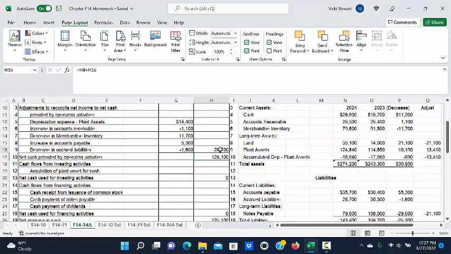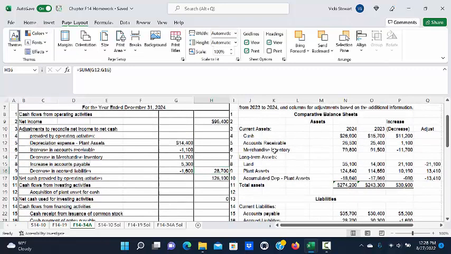First, though, we need to add up all of our reconciling items. So we just sum this number and it comes to a positive $28,700. So it's just a subtotal that we add to net income. So actually, we had net cash provided by operating activities of $125,100.